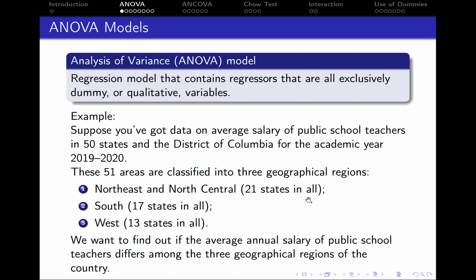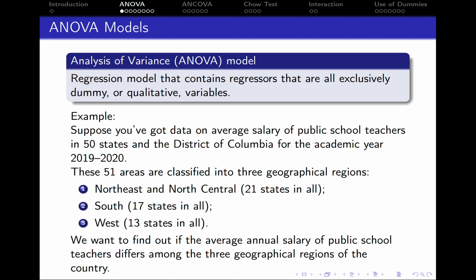The first type of model that I would like to start with is called the ANOVA model, or analysis of variance model. This is the regression model that contains regressors that are all exclusively dummy variables, or qualitative variables. Let's consider an example.